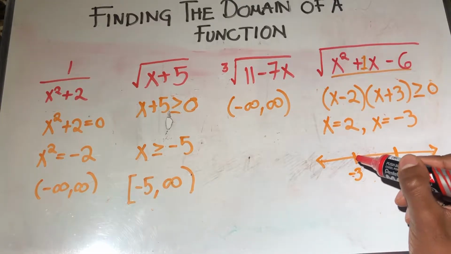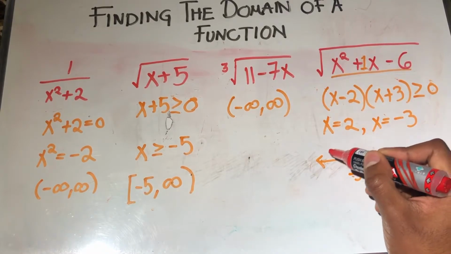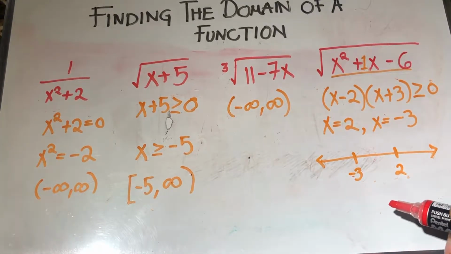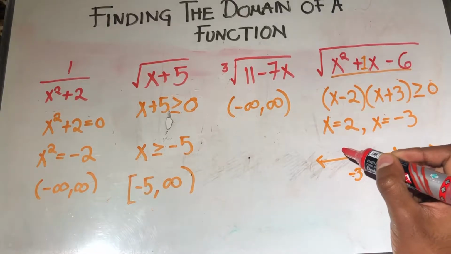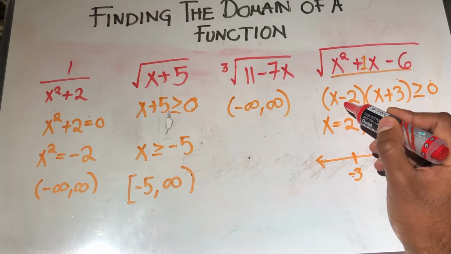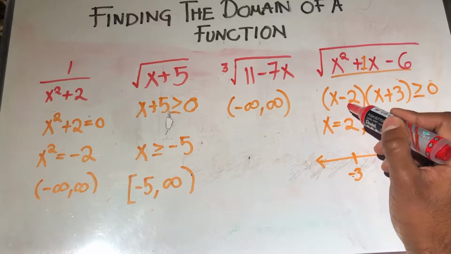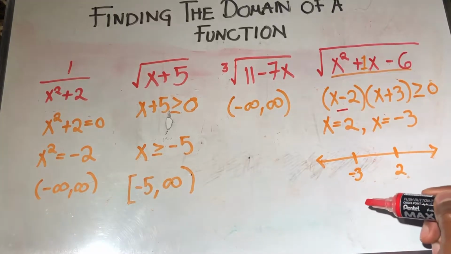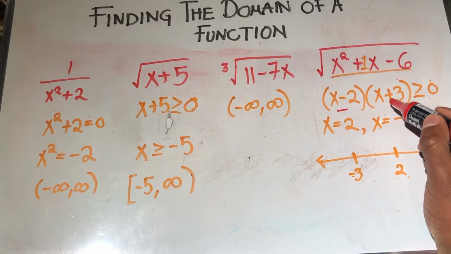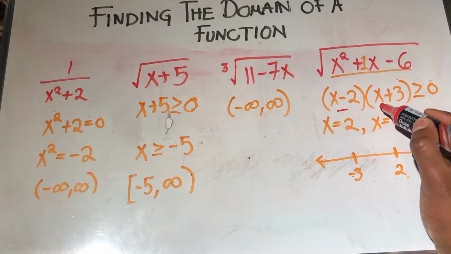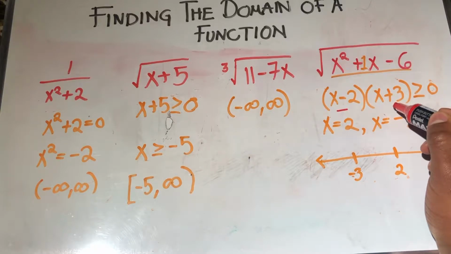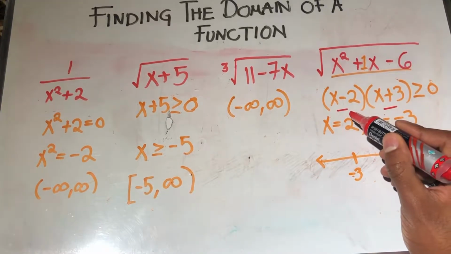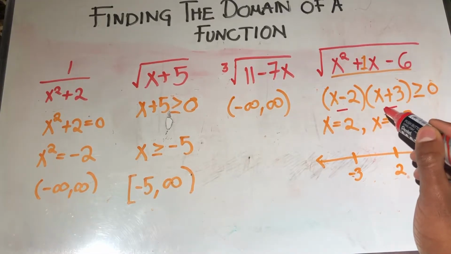Let's say in this section of the number line, we choose -4. If we put -4 in here, we're going to get -4 minus 2, which is -6. That's going to give us negative. Plugging -4 in here, -4 plus 3 is going to give us -1, which is still negative. Then if you multiply both signs, we're going to get positive.